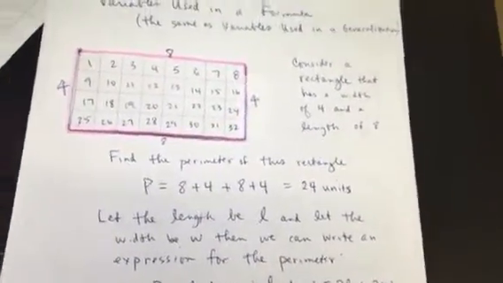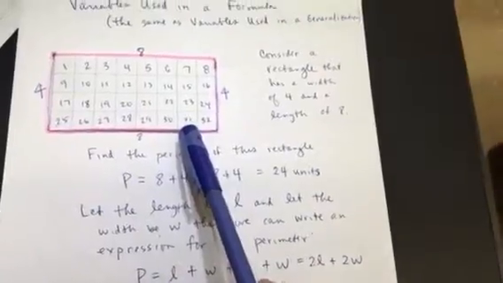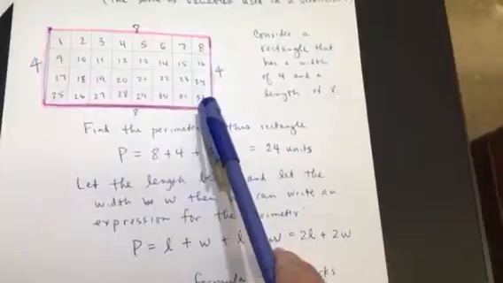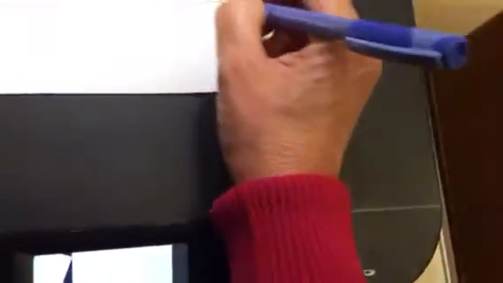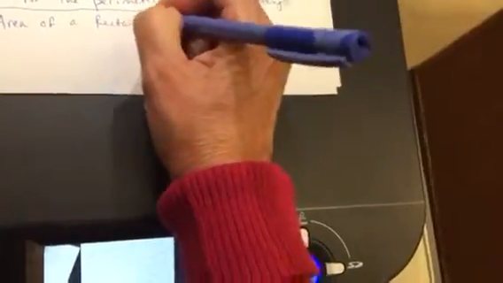With variables, instead of counting, I could have done what for the area? I could have multiplied length times width. So for this, I could say now, we're done with perimeter, area. The area of a rectangle, I could write A equals length times width.